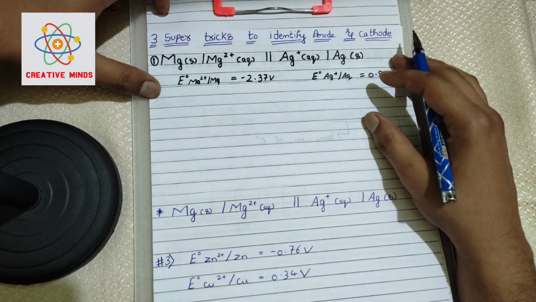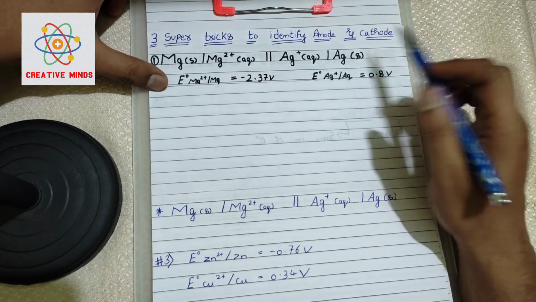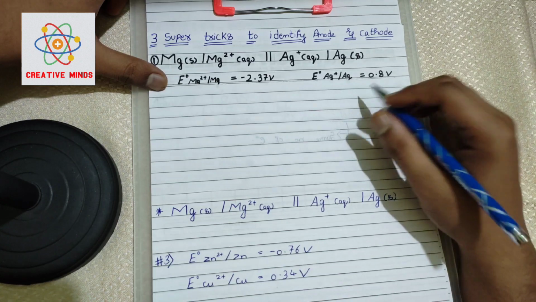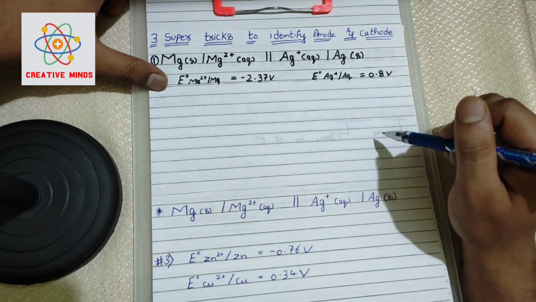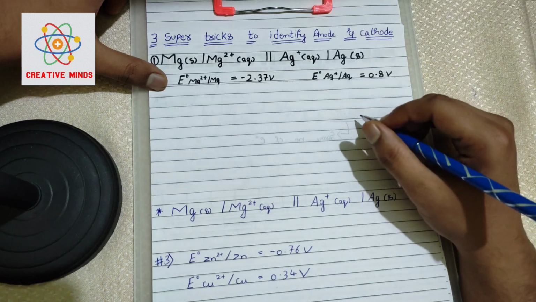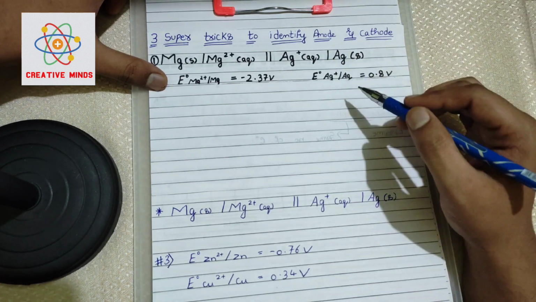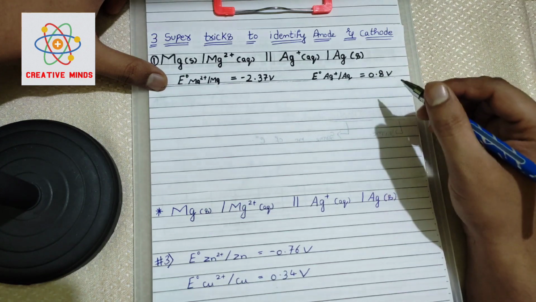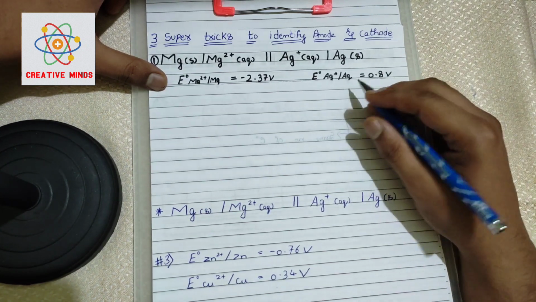In this video we're going to discuss 3 amazing shortcut tricks to identify the anode and cathode. Many students get confused about which is the anode and which is the cathode. They know the formula, but they fail to identify which is anode and cathode, and ultimately while substituting they do it wrong and their answer goes completely wrong. So easily they'll lose 4 marks.